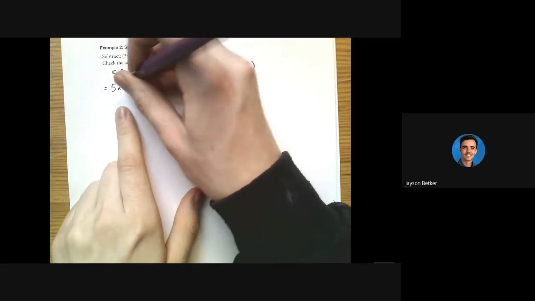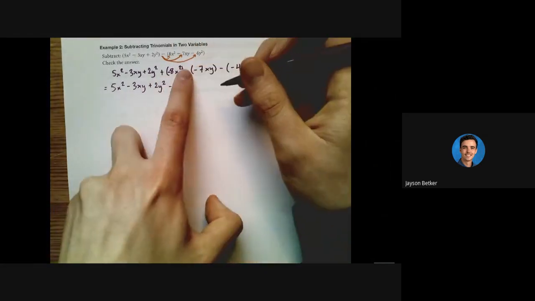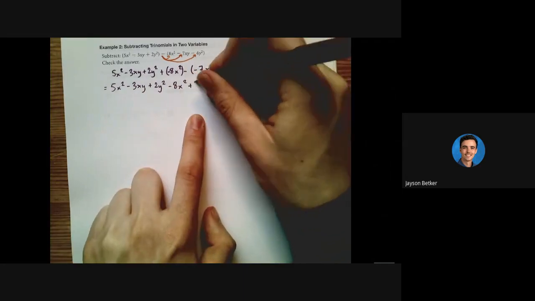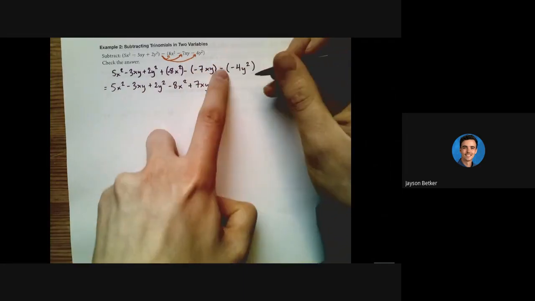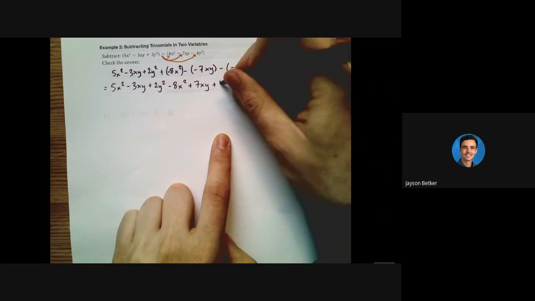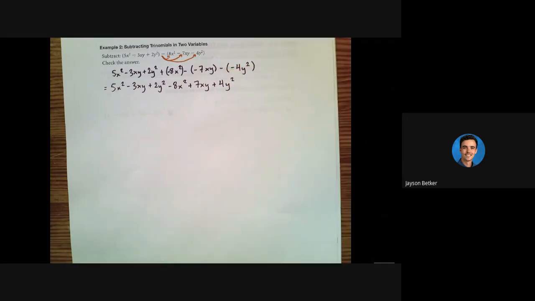So we'll get rid of all the brackets now. So this is equal to 5x squared minus 3xy plus 2y squared. Plus minus gives us minus 8x squared. Minus minus gives us a plus 7xy. And then minus minus gives us a plus 4y squared.